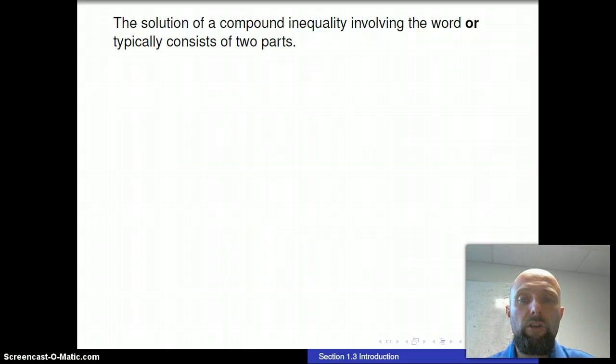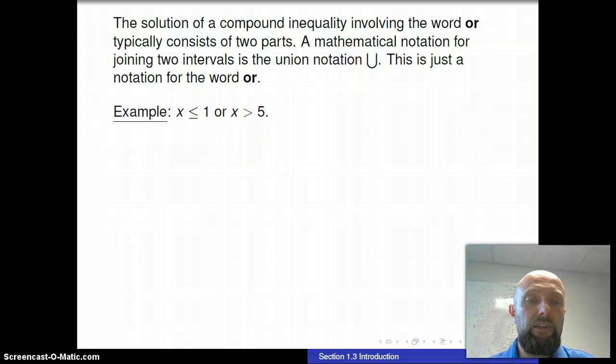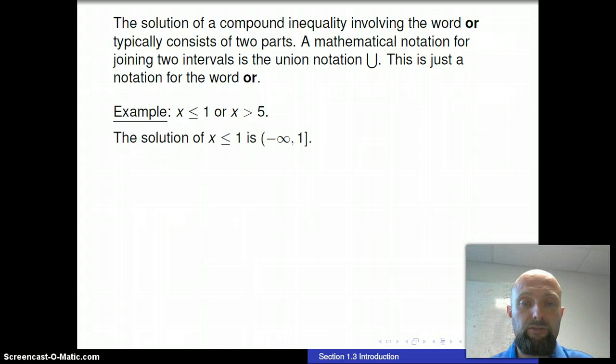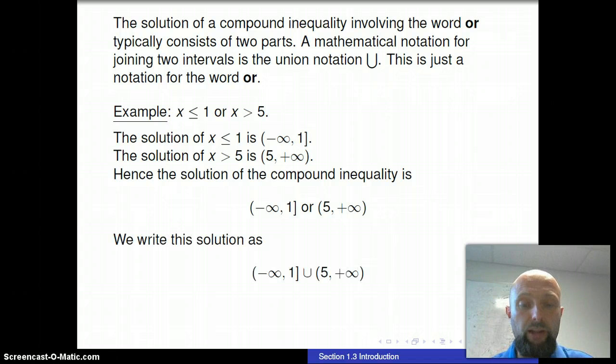The solution of a compound inequality involving the word "or" typically consists of two parts. A mathematical notation for joining two intervals is the union notation, a big U. This is just a notation for the word "or." Example. x ≤ 1 or x > 5. The solution of the first inequality is the interval (−∞, 1]. The solution of the second inequality is the interval (5, ∞). Hence the solution of the compound inequality is the interval (−∞, 1] or the interval (5, ∞). We write the solution using the union notation as (−∞, 1] ∪ (5, ∞).